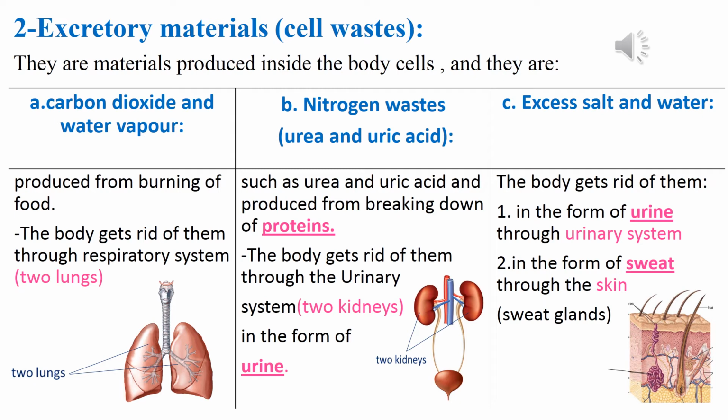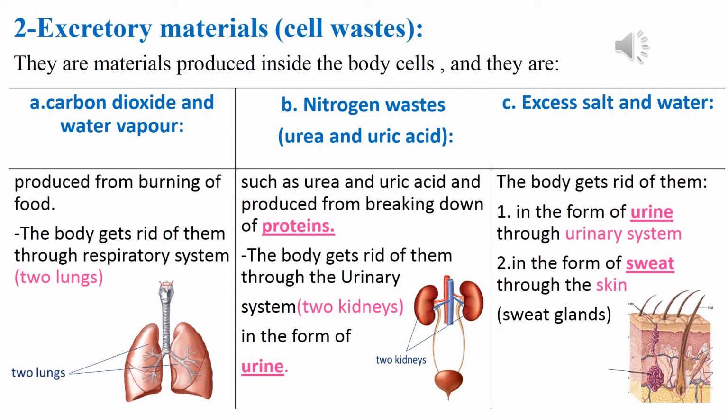Let's start talking about carbon dioxide and water vapor. They are produced from burning of food and the body gets rid of them through the respiratory system, through the two lungs. The nitrogen wastes, such as urea and uric acid, are produced from breaking down of proteins, and the body gets rid of them through the urinary system, through the two kidneys, in the form of urine.